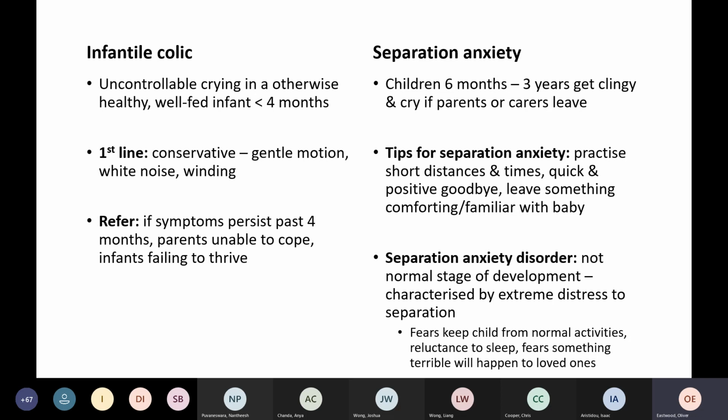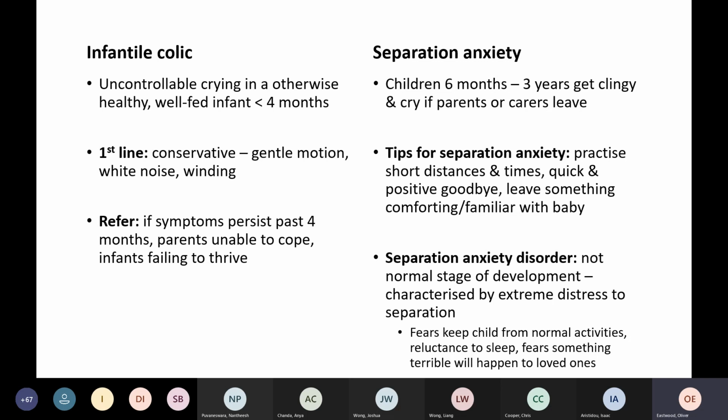So both of these are listed as core conditions. I can't really see how they'd write an SBA on either of them. They're fairly run-of-the-mill issues. And the key thing I want to highlight is about separation anxiety and separation anxiety disorder. So lots of kids get separation anxiety. They don't want to be away from their mum or dad, and they can get a bit teary if they do leave them at daycare.